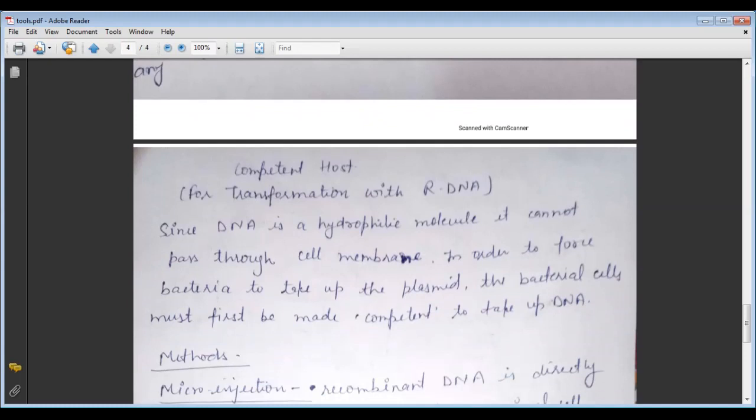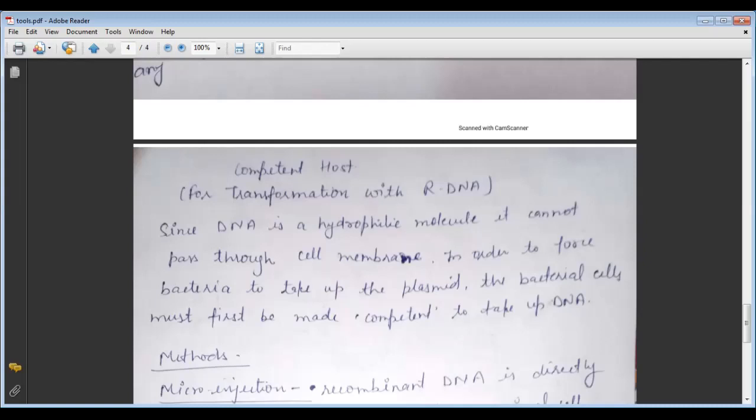So here, we know that DNA is a hydrophilic molecule and it cannot pass through the cell membrane. Okay, but why? So, in order to force bacteria to take up the plasmid, the bacterial cell must first be made competent to take up DNA. So this is done by treating them with a specific concentration of a divalent cation.